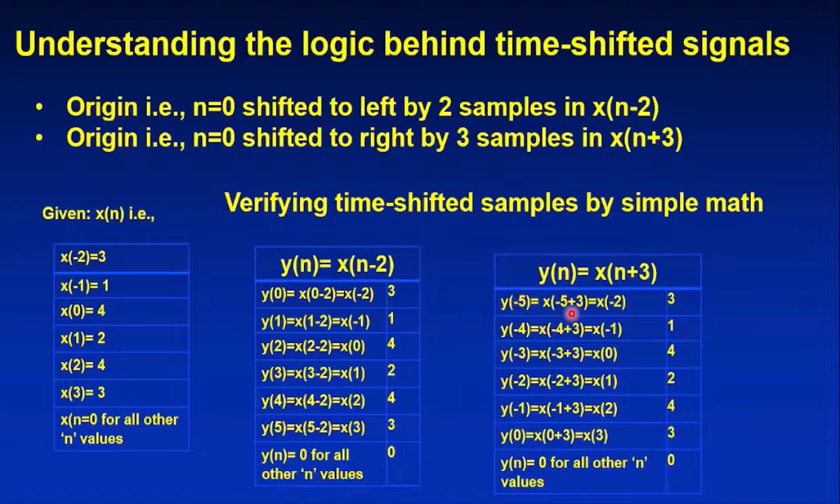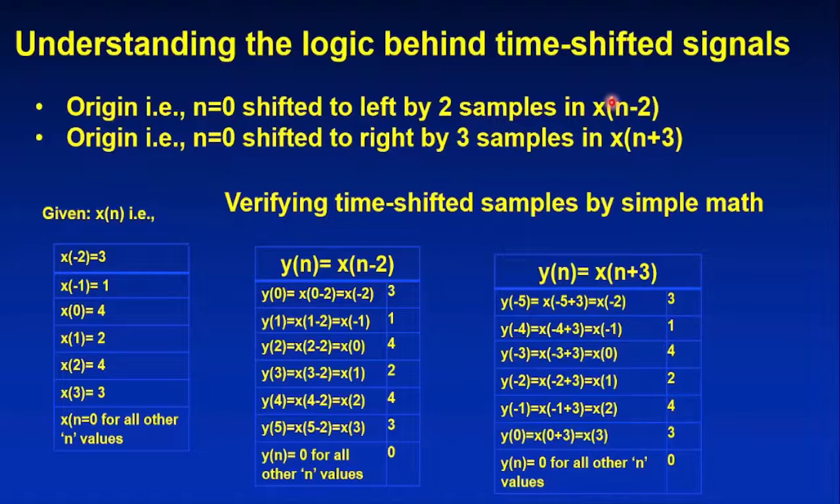So this way we can verify using simple math, and we should also remember that since the operation is performed on the independent variable, that is n or time, you will be shifting the time axis to the left or to the right. When you say the signal is shifted to the right, that means if you want x of n minus 2, you can assume that the time axis itself, or the origin itself, is shifted to the left by 2 samples. So this way we can remember this.